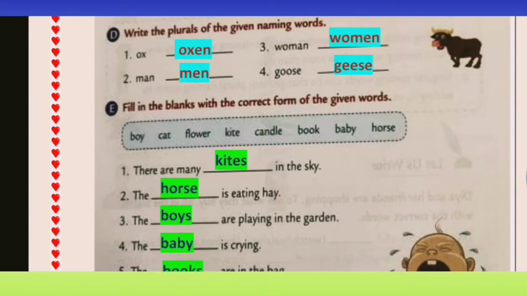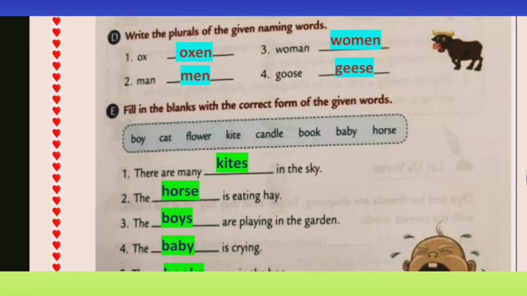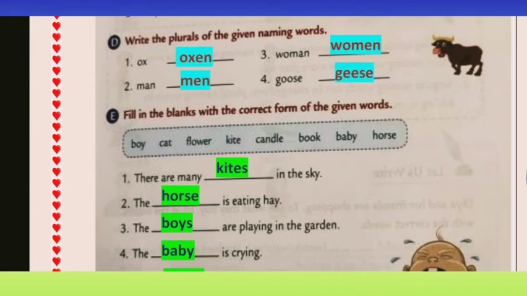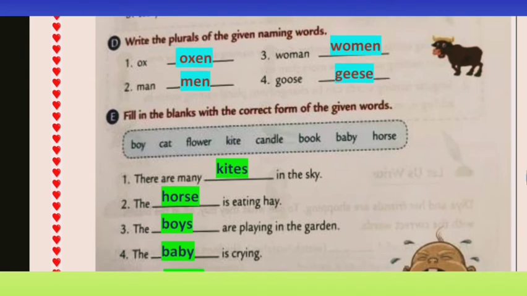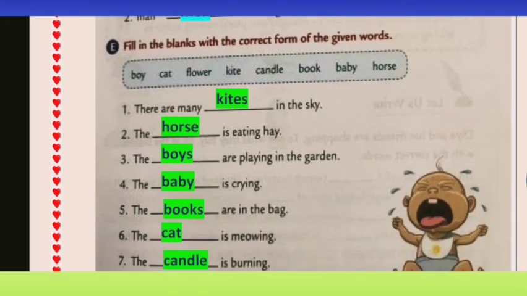Man, men. In this we have changed only the letter A. In man A is there, but in men E is there in the center. Men is the plural form, means two or more than two man. Woman, women. In this also we have changed only one letter, that is A. It changes to E. Goose, geese.